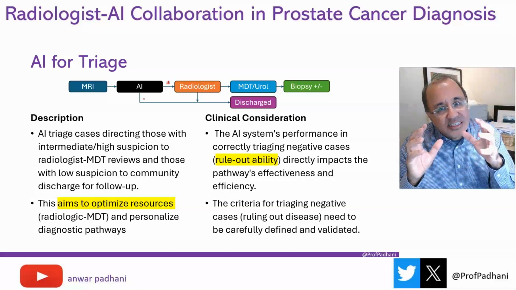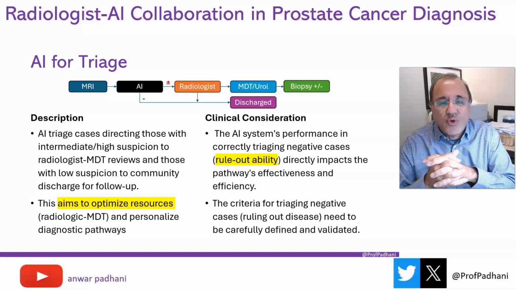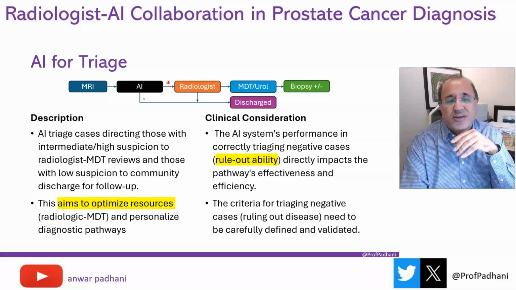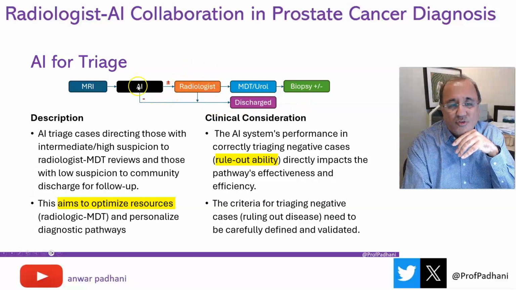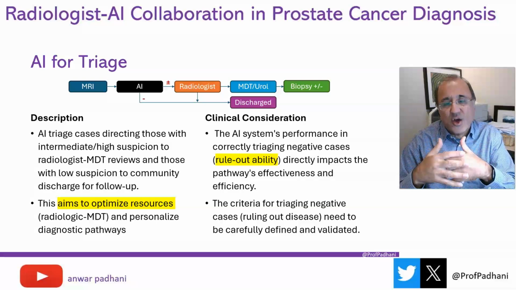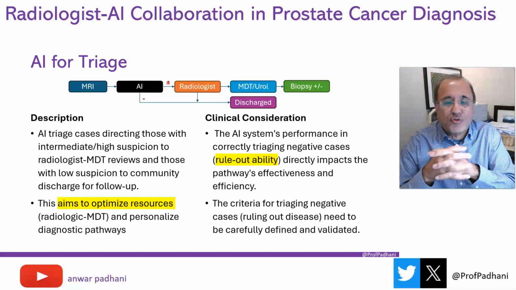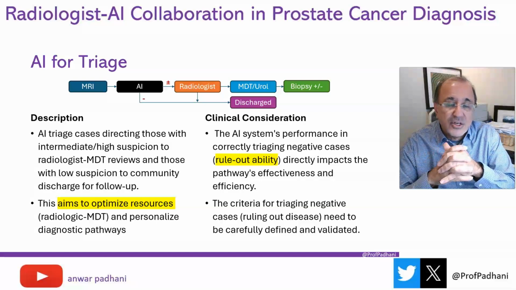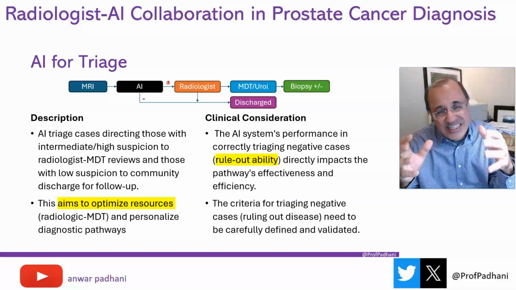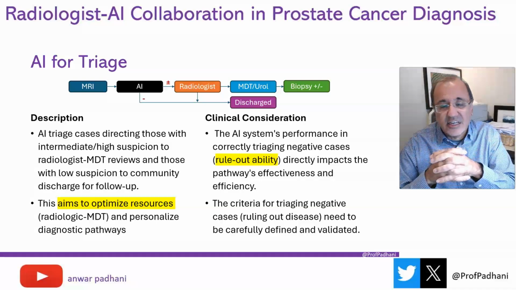Of course, the performance of the pathway will really depend on how this part of the pathway is performing. In other words, the rule out ability will directly affect the performance of this pathway. So the criteria for triaging these negative cases needs to be very carefully defined.